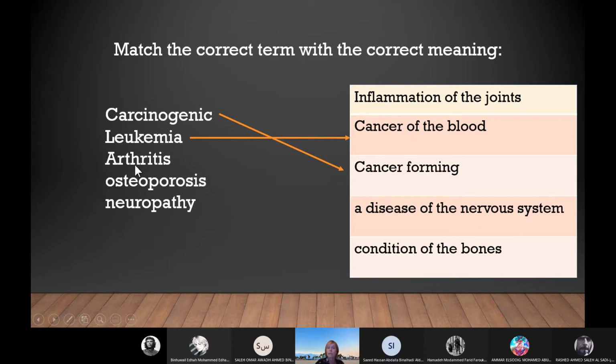And then arthr-, what do we say arthr- means? Joint. Joints, exactly. So you're looking for that word joint, and that's your clue. So itis meaning inflammation, arthritis. And then osteoporosis. Condition of the bone. Bone, that's exactly, osteo. And then neuropathy, nerves. Nerves, that's right. And pathy means the disease, pathy.